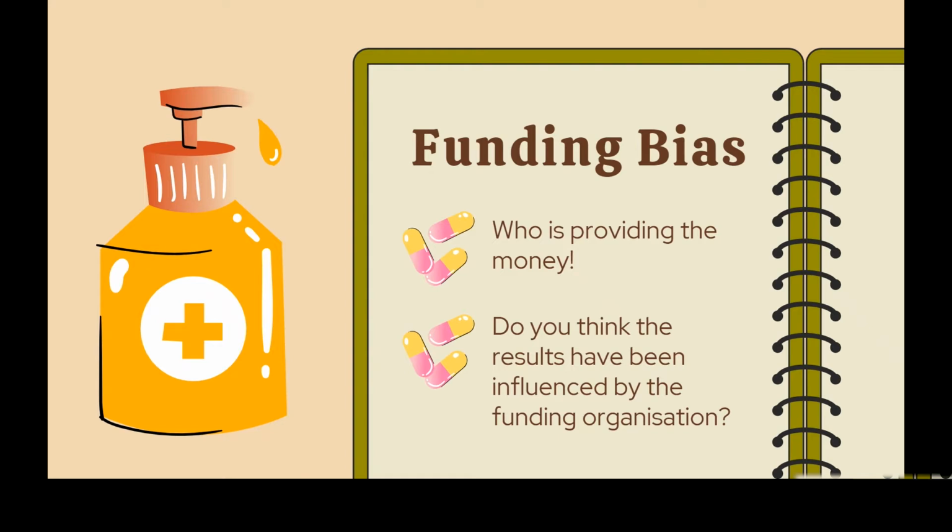Let's start with funding bias. Funding bias involves looking at who is providing money to support the study. Information on the funding or sponsoring organisation should be included in the paper. Is the funding organisation involved in the intervention discussed? For example, are they the manufacturers of the drug being tested? Do you think the results have been skewed to please the funding organisation?